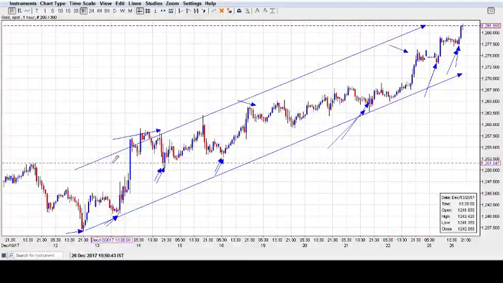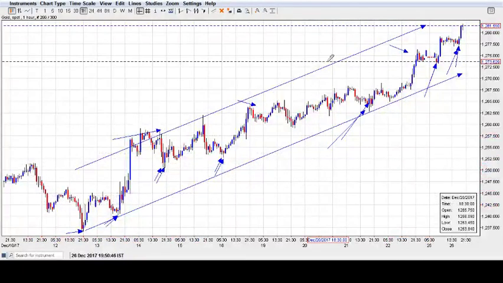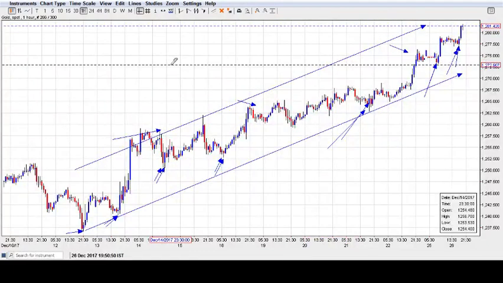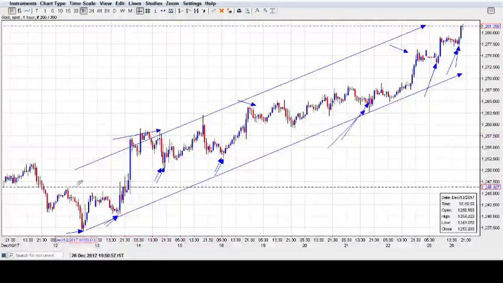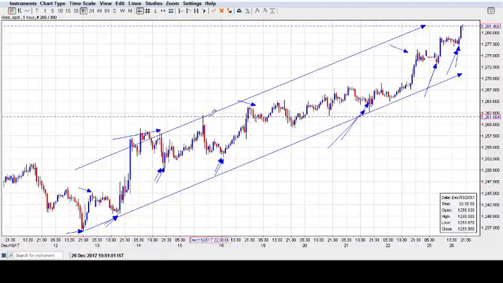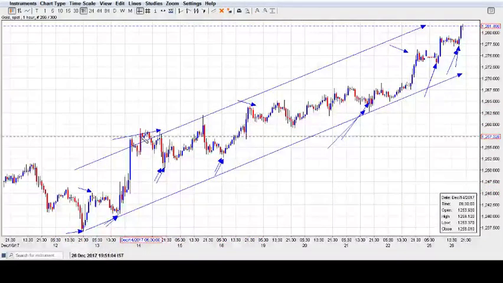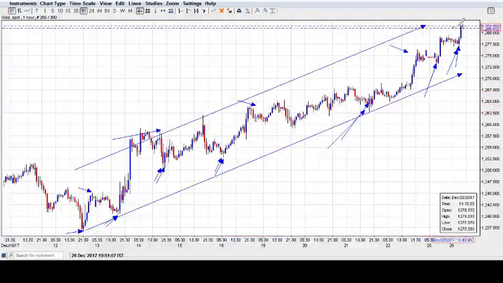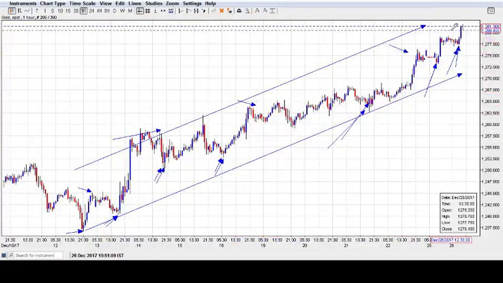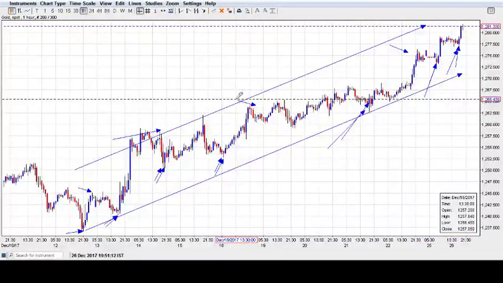Why? Because if the market is rising, it has a tendency to go on making higher highs and higher lows. See, this high is higher than the previous high, and then the next high is higher than the previous high, and then the next high is higher than the previous high. Do you note that?